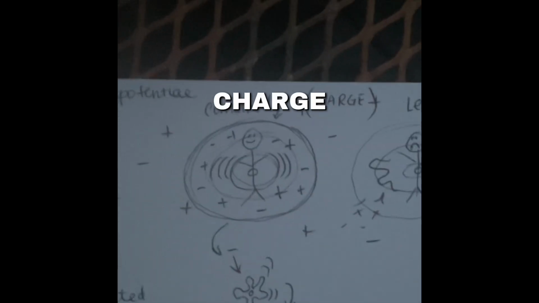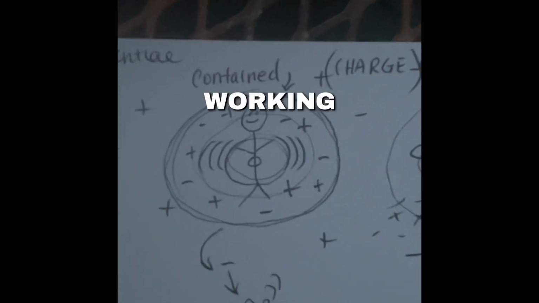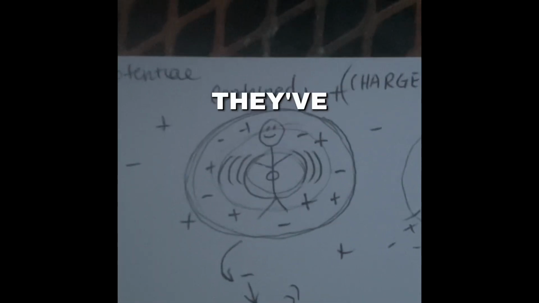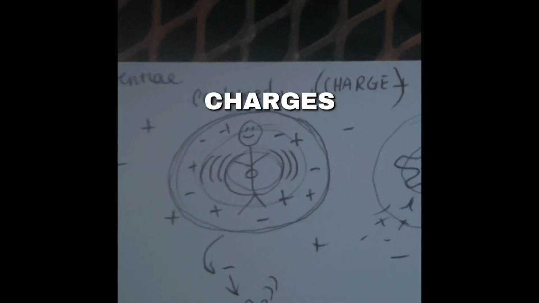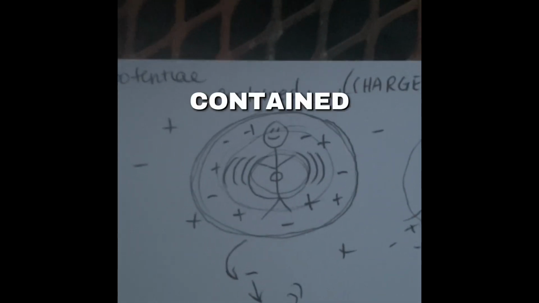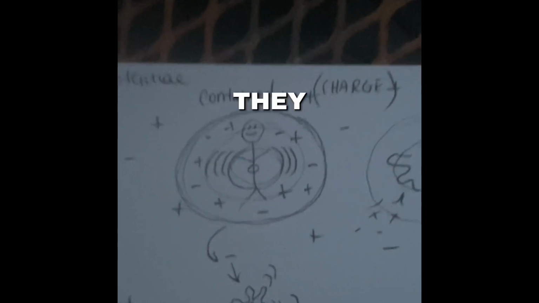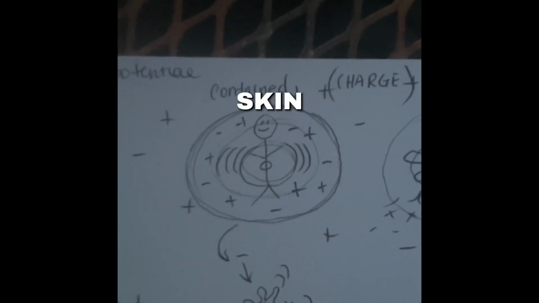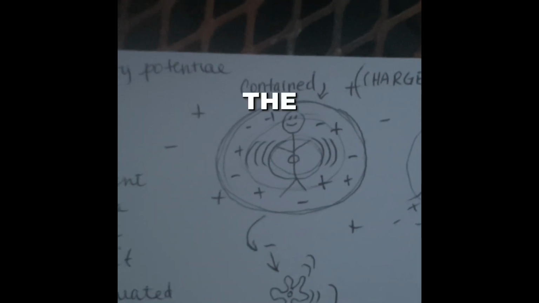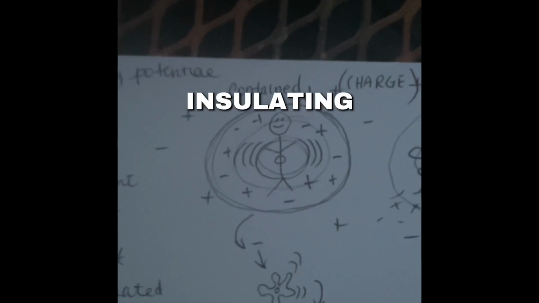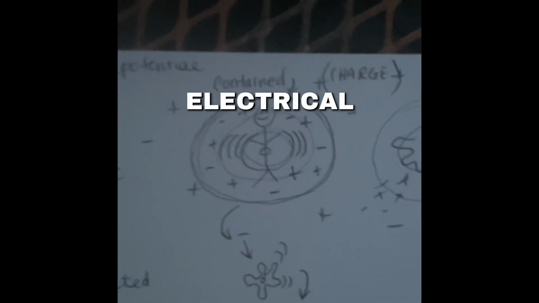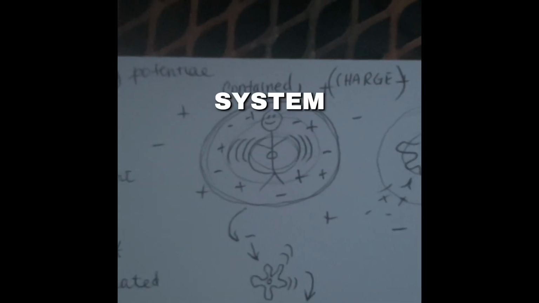So this person is working on their coherent state. They've got all their positive and negative charges. They're a contained battery, and they have a capacitor, which is our skin and the water and our blood that's insulating us from the electrical pulses that go through our nervous system.